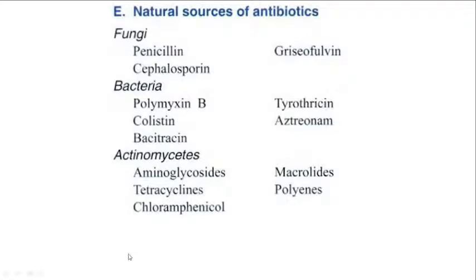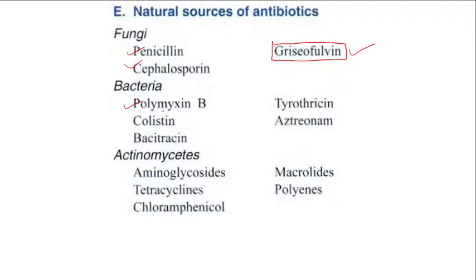So this is an important name for us. See what the name is? Griseofulvin. Griseofulvin is an antifungal agent, and it is isolated from the fungi itself. Penicillin, cephalosporin, they are antibacterial agents, they are isolated from the fungi.